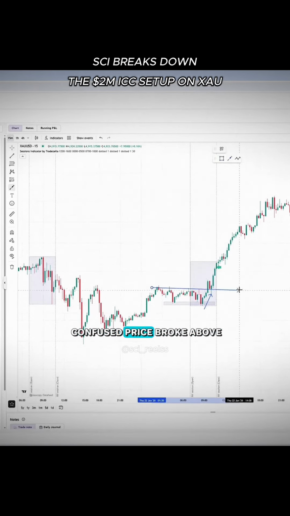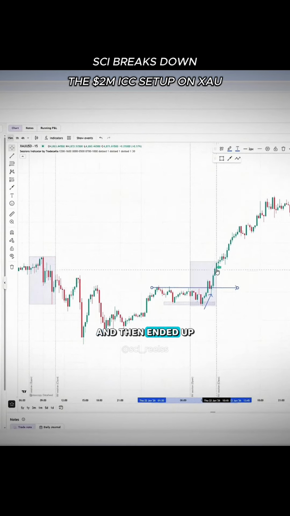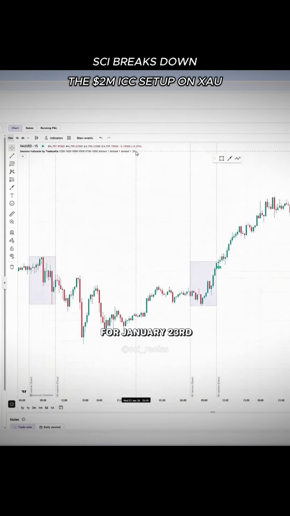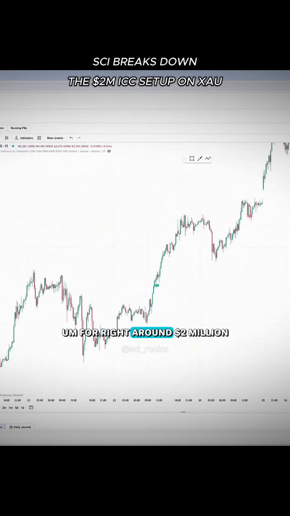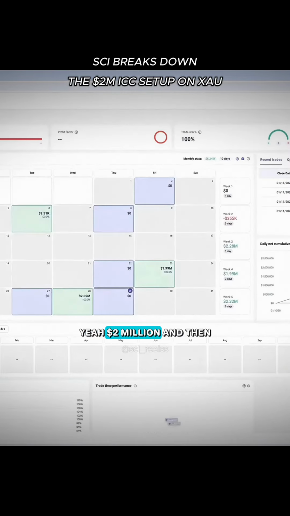Even if you got confused, price broke above this high, gave you an indication, small correction, retest, whatever you want to call it, and then ended up pushing for more. So another higher low before price used that momentum. That is how I got into that trade for January 23rd. And then we ended up closing all the way up here for right around $2 million. Yeah, $2 million, and then 2.8 on the other one. And then last but not least, the trade that I took on the 28th.